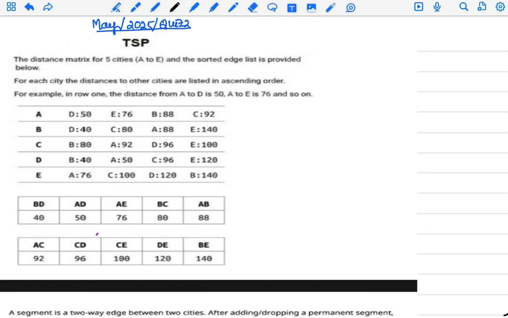So friends, this question is from the AI 2025 quiz 2 question paper. It is the traveling salesman problem and BNB. This question is related to BNB, branch and bound.